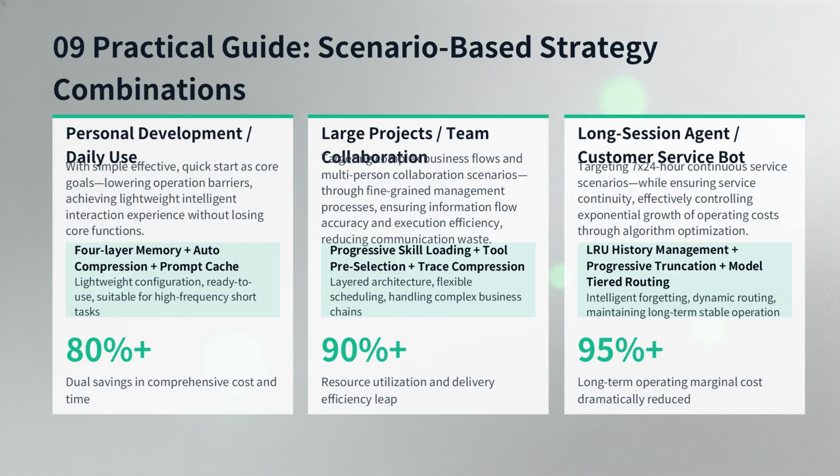Of course, different scenarios need different strategy combinations. For personal daily use, enabling 4-layer memory, auto compression, and prompt cache is enough, saving 80% plus cost. For large team projects needing more fine-grained management, combining progressive loading, tool pre-selection, and trace compression saves 90% plus. And for long-running scenarios like customer service bots, LRU history management, progressive truncation, and model-tiered routing are key, achieving up to 95% savings.